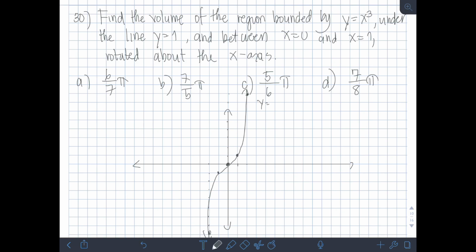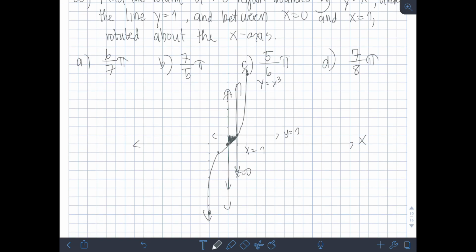Okay? That's y equals x cubed. What other lines are given? y is equal to 1, so a horizontal line here. Then, between x equals 0 and x equals 1, so two vertical lines. The line x equals 0 is the y-axis, right? Then x equals 1 is here. Okay? So this portion is what we will rotate about the x-axis.